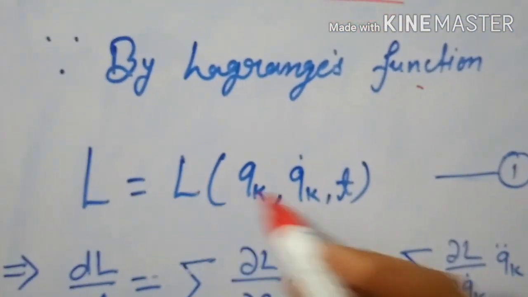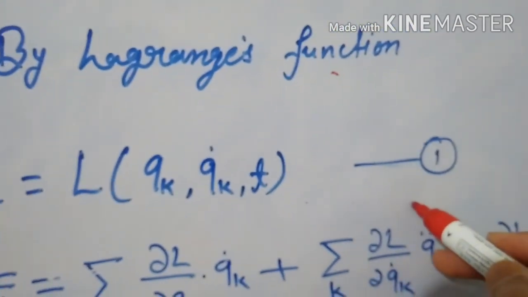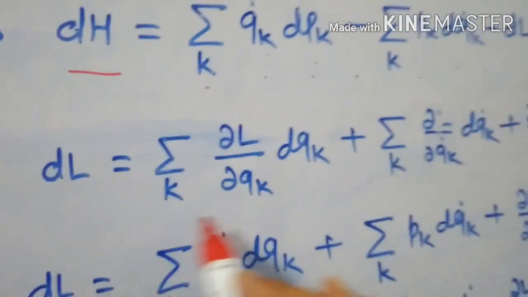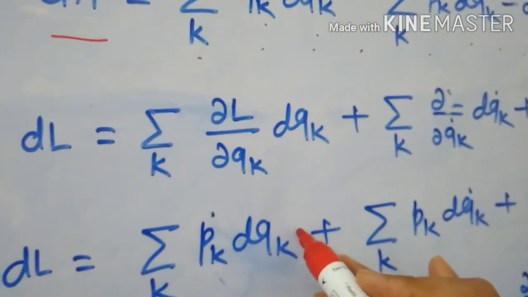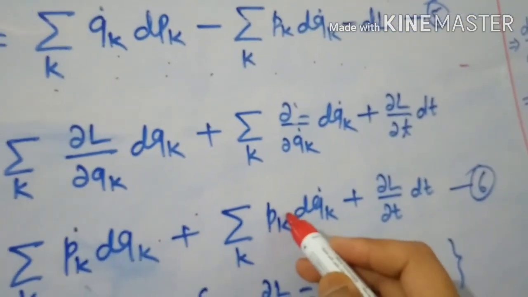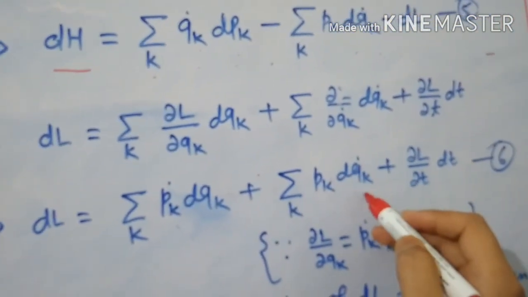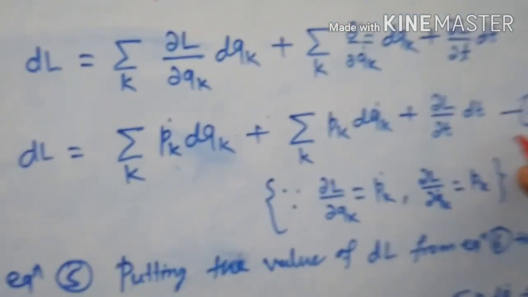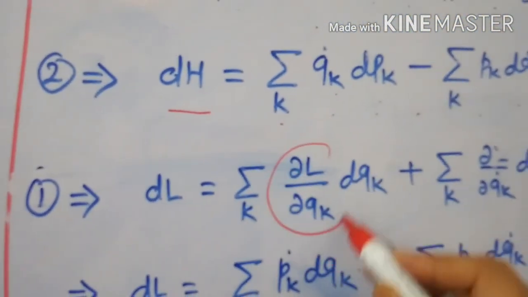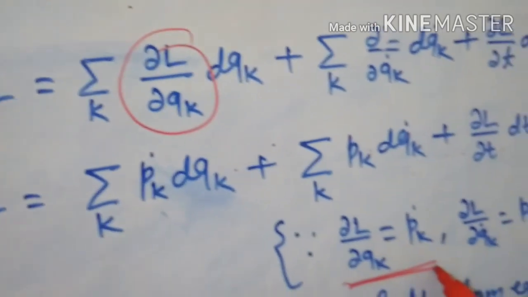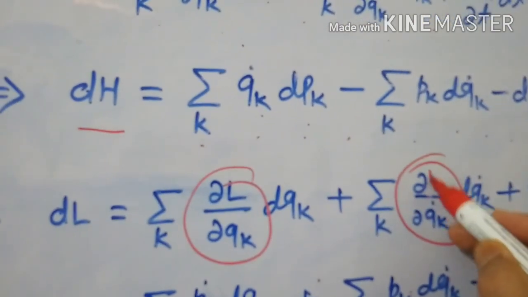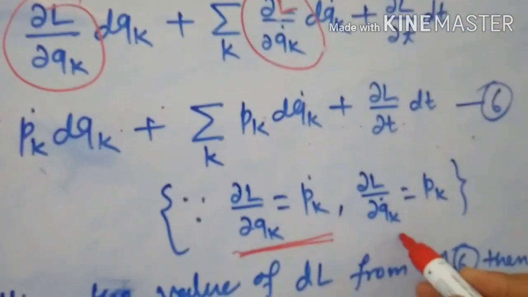Also in equation 1st we have L is equal to L of qk, qk dot, t. So first implies it may be written as dL is equal to summation k del L upon del qk dqk plus summation k del L upon del qk dot dqk dot plus del L upon del t dt. Since we know that del L upon del qk is equal to pk dot and del L upon del qk dot is equal to pk.